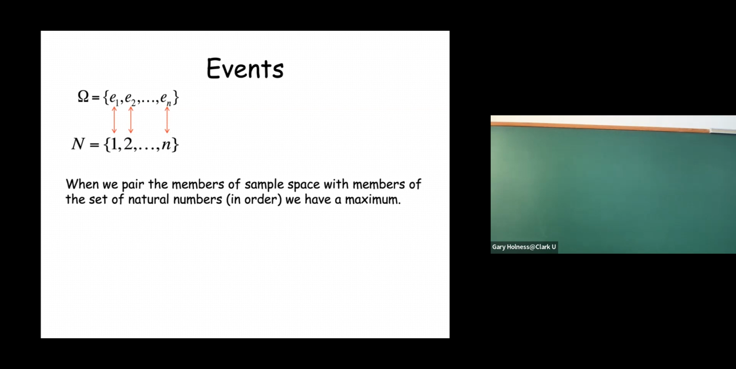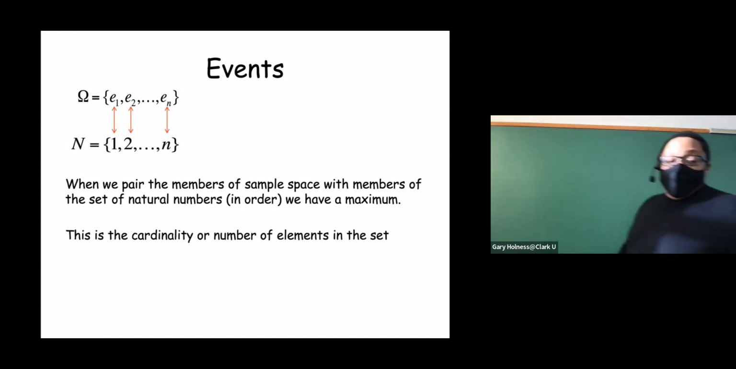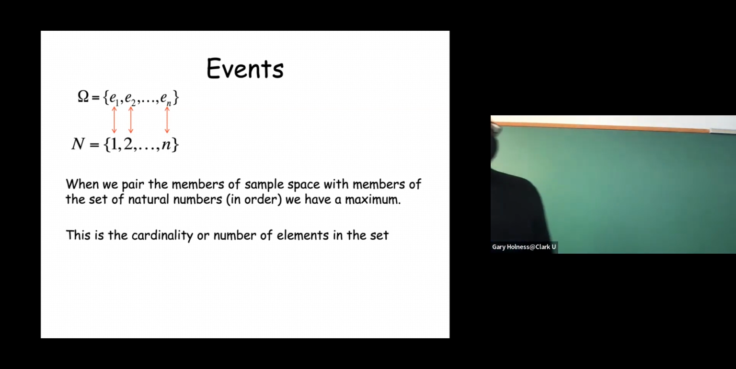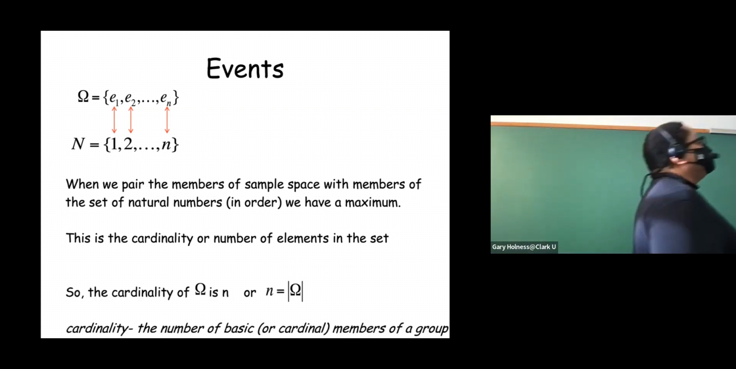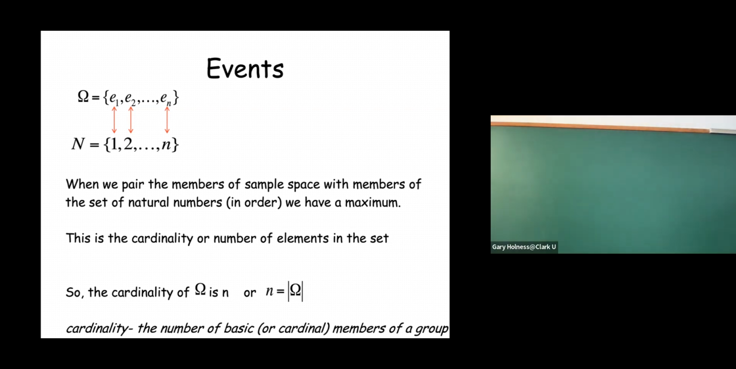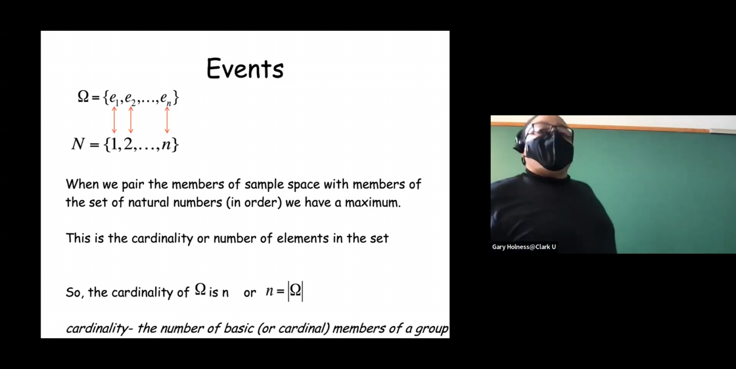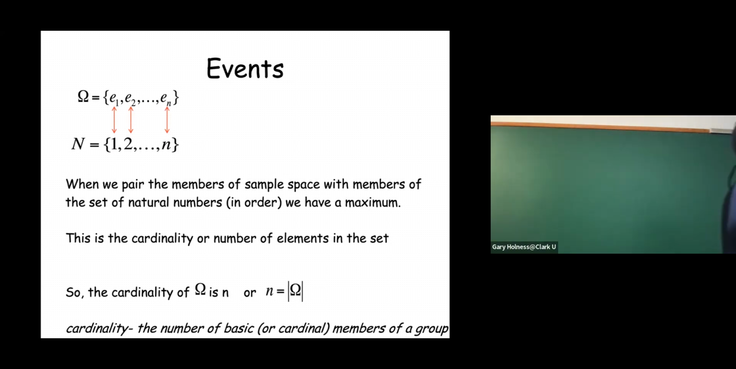Does that make sense? So now, this n, the stopping point for our counting, represents the cardinality, or the number of elements in our set. And so in this case, the cardinality of sample space omega is n. We note this compactly, mathematically, with these vertical bars, meaning magnitude for the count, in this case, because omega is a set. And so here we say the cardinality of sample space omega is n. Okay. Any questions? Does that make sense?